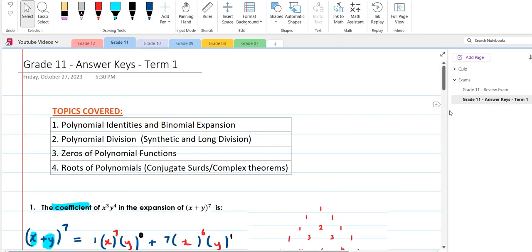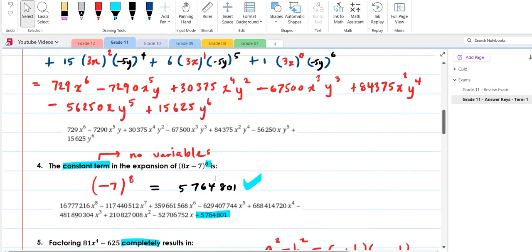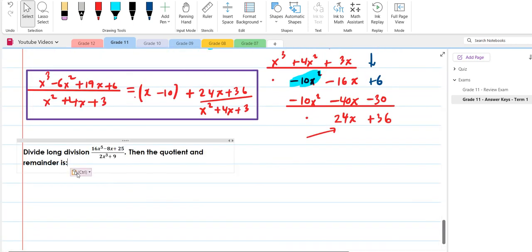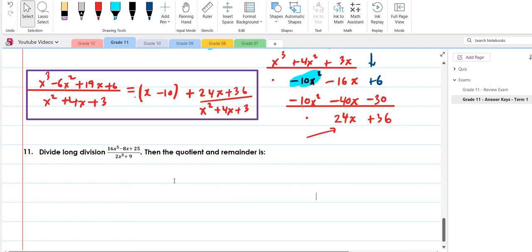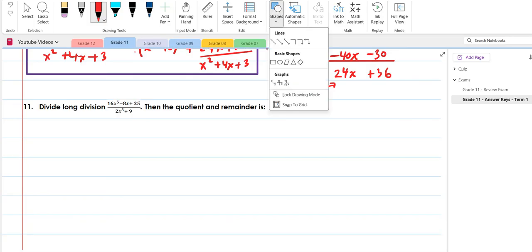For example, number 11. Applying long division here, because it's an x to the power 5 function divided by an x to the power 3 function, we'll apply long division. We can't really use synthetic division here, right? Because we don't have a single factor. The divisor is basically a cubic function. So applying long division here, we want the quotient and the remainder.